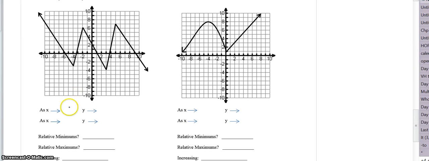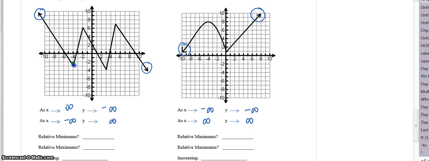So as x goes to infinity, look at the arrow, y is going to a negative infinity. As x goes to a negative infinity, your y is going to a positive infinity. Over on this one, as x goes to a negative infinity, y goes to a negative infinity. As x goes to infinity, y goes to infinity. Okay, are there any relative mins or maxes?